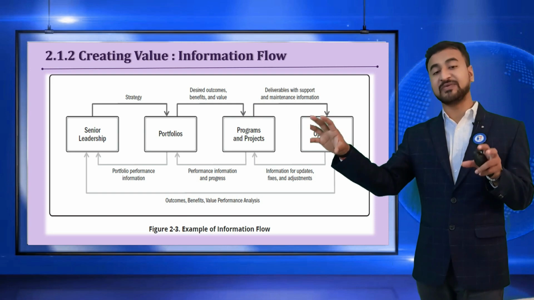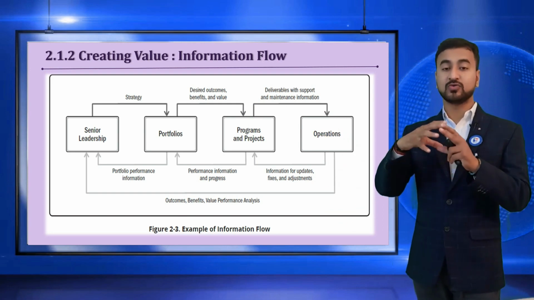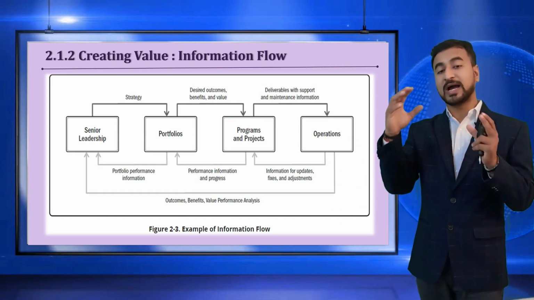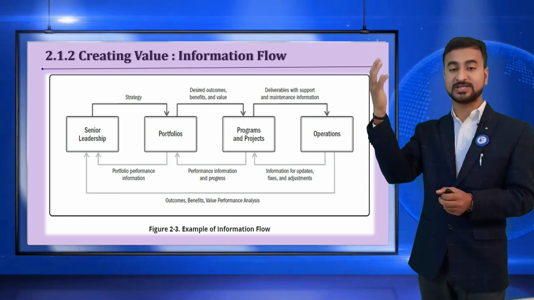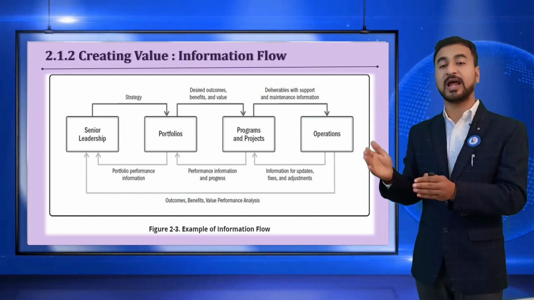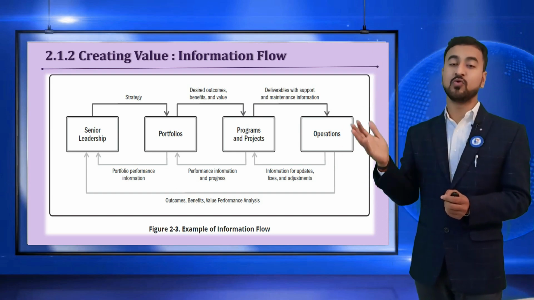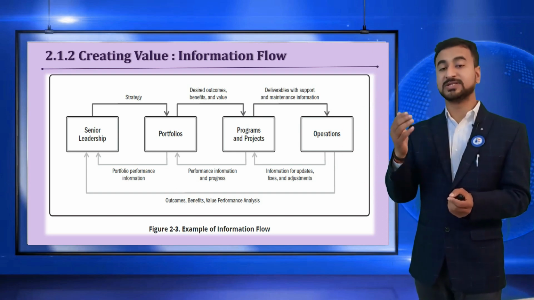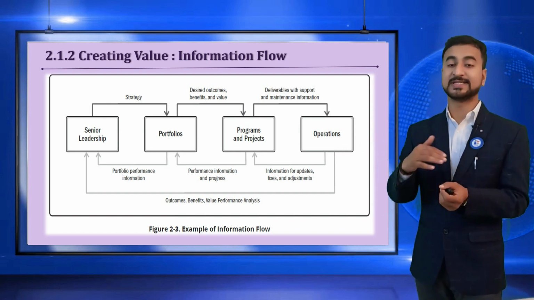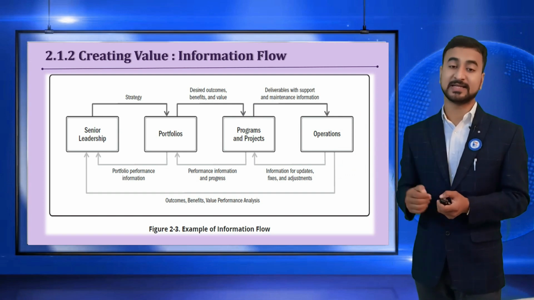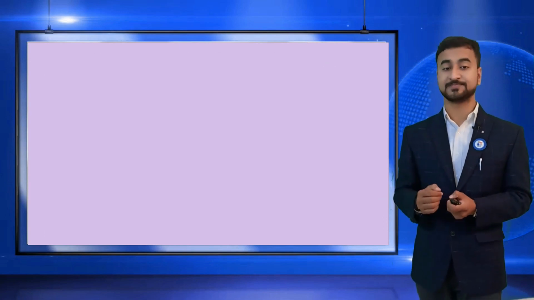So ultimately, this information flow is required to understand and highlight how our projects or programs link with the organization's objective. And if it's not aligned with the organization's objective, there is no need to waste the organization's resources. So we need to understand how the information flows, and this is very well explained over here.